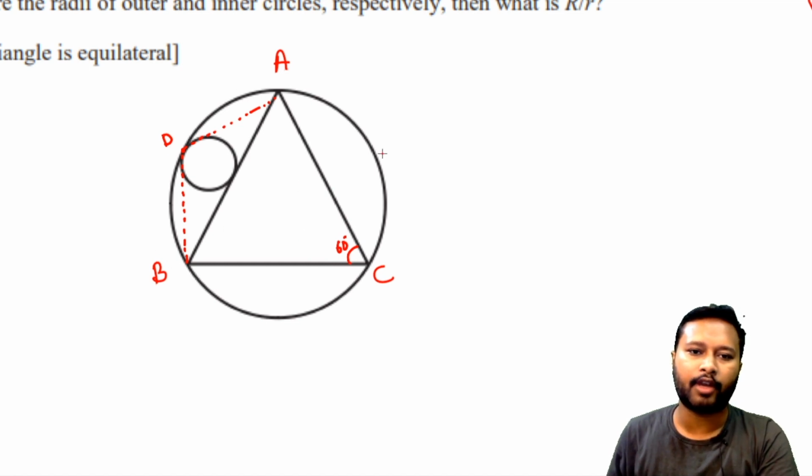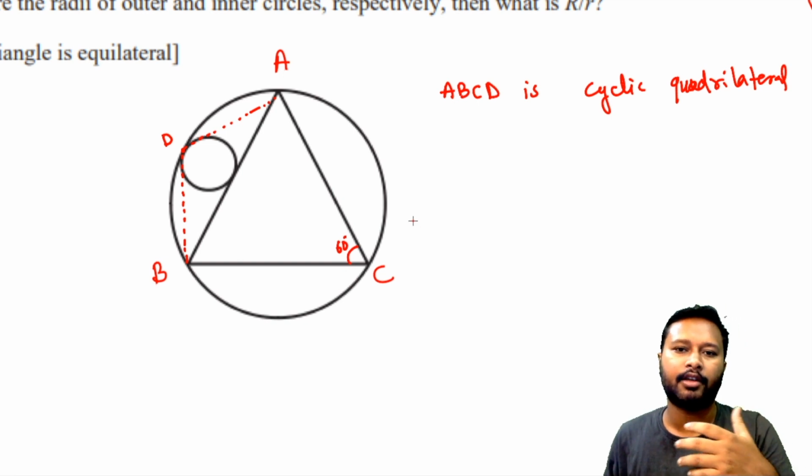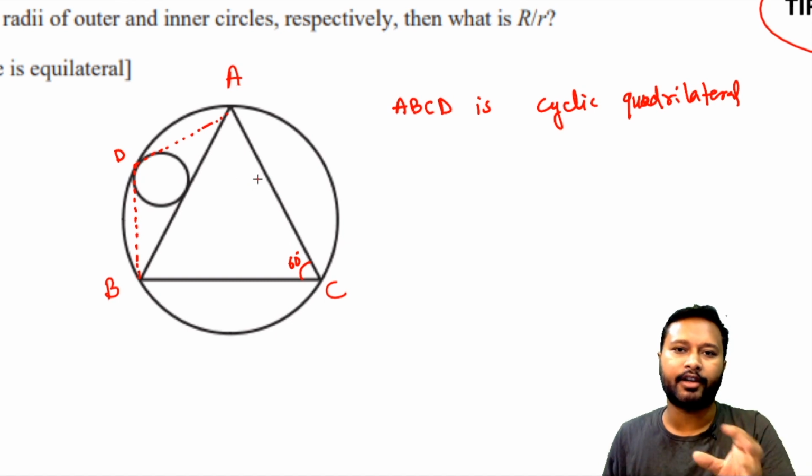But now what I have formed is that ABCD is a cyclic quadrilateral. What is a cyclic quadrilateral? It means something which has a shape like a quadrilateral, which has 4 sides, and all the vertices fall on the circle.